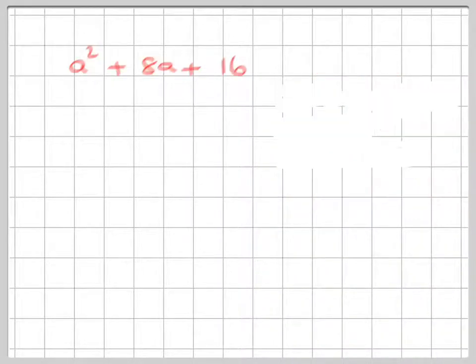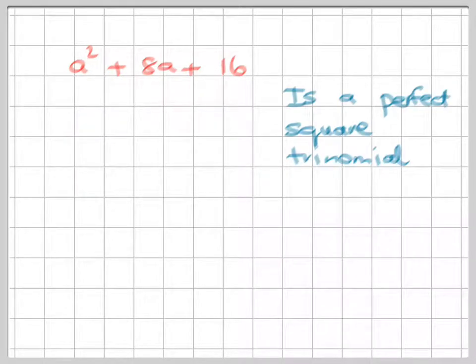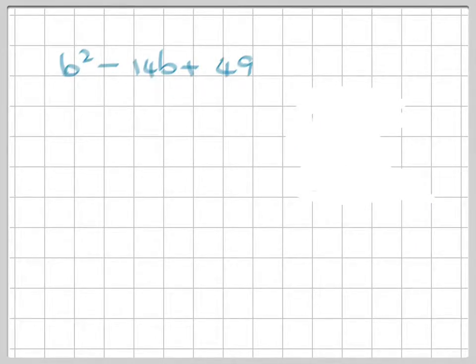Let's look at the next one. We're going to see that that's a positive perfect square, and that's a positive perfect square, so it satisfies that. And then let's see, the square root of a squared is a, and the square root of 16 is 4. And twice that is going to be equal to 8a, which is equal to that. So guess what? It does satisfy. It is a perfect square trinomial.